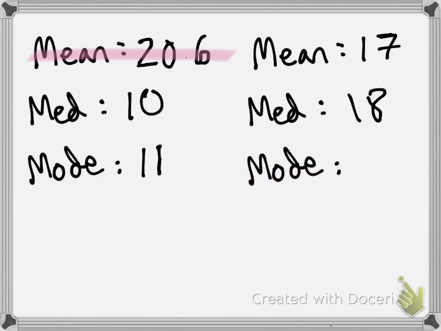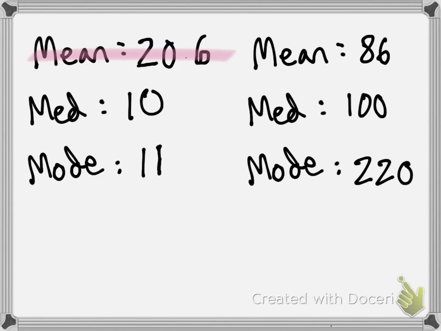Now, what if I had something like this? Okay? So I had a mean that was like 86, a median that was like 100, and a mode that was like 220. Which one do you think I'm not going to use? Which one would be a bad one to use? Yes, exactly. So we don't want to use that mode again because it's just an outrageous number.